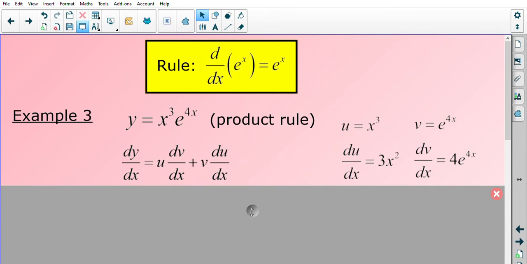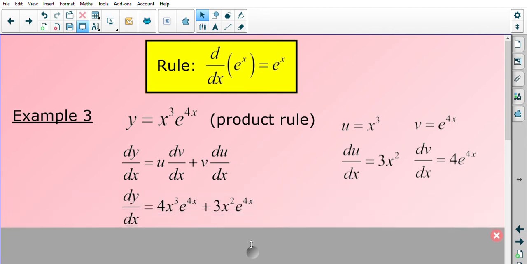So u times dv by dx, that's going to be x cubed times 4e to the 4x, so that's going to give me 4x cubed e to the 4x, which is what I get in my first term. And then if I add v times du by dx, well, v was e to the 4x, du by dx was 3x squared, so I'm going to get 3x squared e to the 4x, which I've got there. Now that is my final answer.